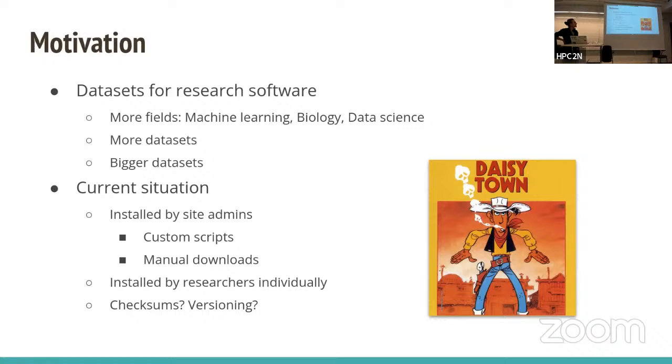And what is the current situation? Well, it's kind of the Wild West, right? Usually site admins have some custom scripts that will install stuff, or maybe they will just manually download them. Do we have checksums, versioning? Maybe you do, maybe you don't. Maybe you have that checked in a repo, so you have version control, maybe not. We don't know, right? Or maybe researchers are installing all those datasets individually, which is, of course, the worst thing you can have, because then you will have multiple copies of the same datasets.